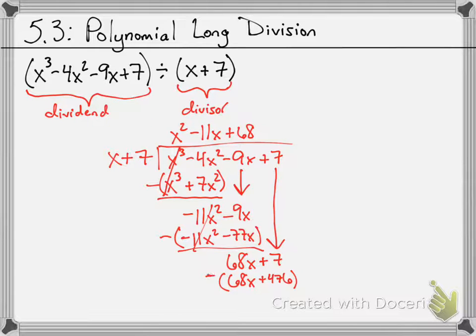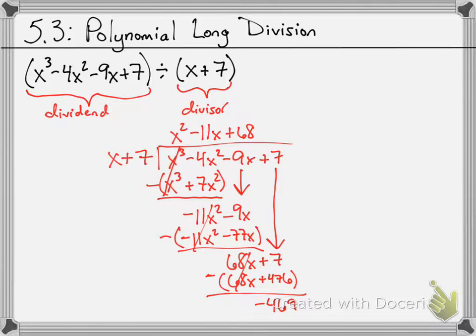And again, I'm going to subtract those things away. So 68x minus 68x is going to cancel. 7 minus 476 is negative 469. I have no more things to pull down from my dividend, so my problem is now finished. It's just a matter of now taking this and writing it in the correct way.